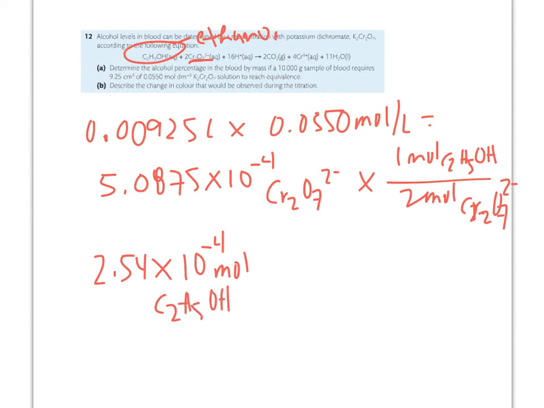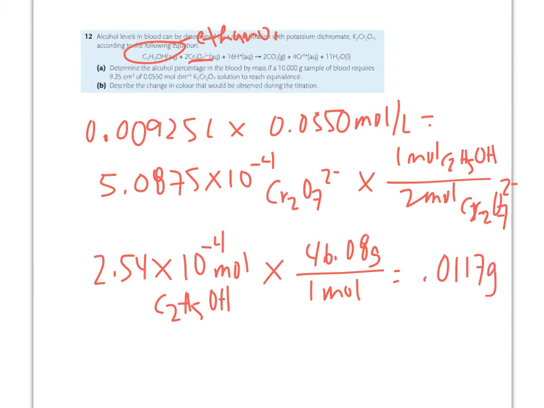of the ethanol. And now that I know how many moles of ethanol I have, I can go ahead and multiply by the molar mass of ethanol, which is 46.08 grams per mole. And I see that I've got 0.0117 grams of alcohol in the bloodstream. Now that doesn't seem like much, but if I actually do this as a percentage, 0.0117 divided by 10 times 100% gives me 0.12%, which exceeds that 0.08. So it doesn't take much alcohol in the system to lead to you being impaired.